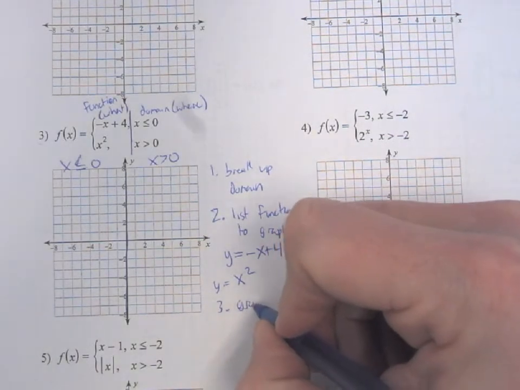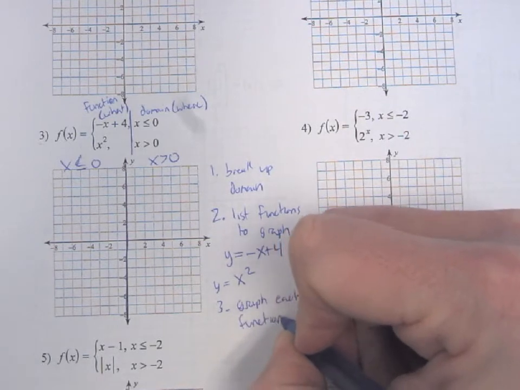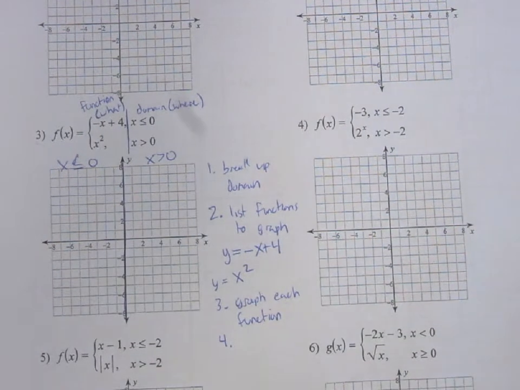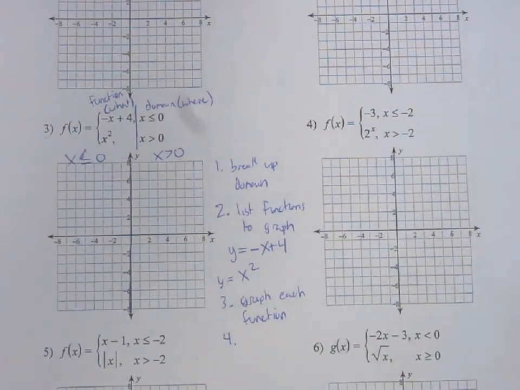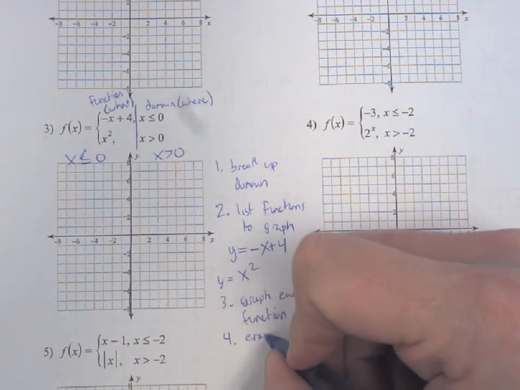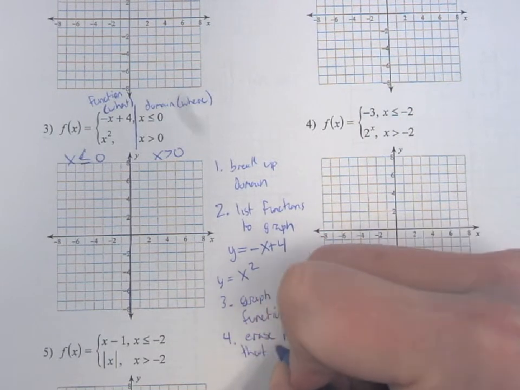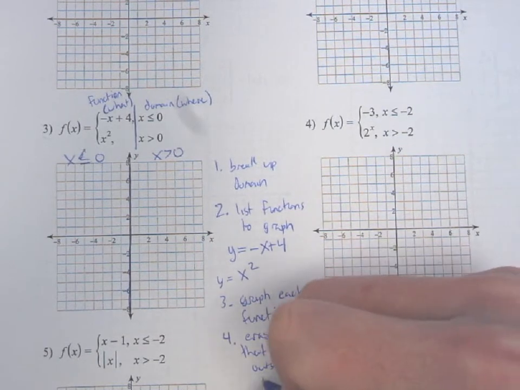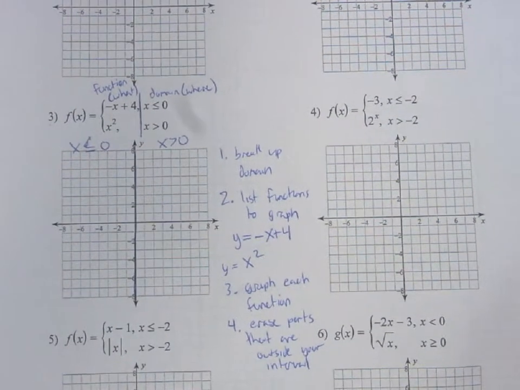So step 3 is graph each function. I like to do it one at a time. Then after you graph each function, before you start graphing the next one, you're going to erase the parts of the graph that are outside your domain or outside your interval. Okay, erase the parts that are outside your interval. So let's see how that's going to look.